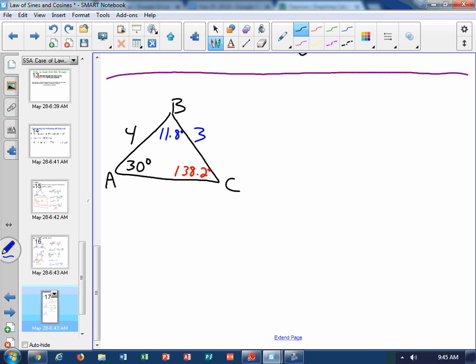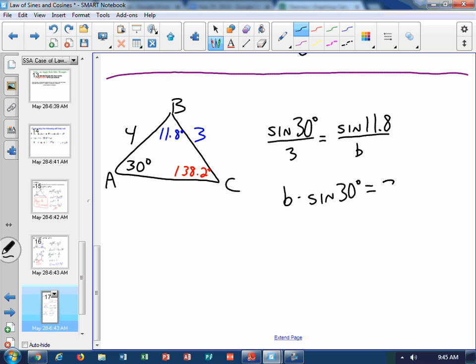So we'll set it up with the sine of angle A, the sine of 30 over 3 equals the sine of 11.8 over side B. So B times the sine of 30 equals 3 times the sine of 11.8. So dividing both sides by the sine of 30 again, this time we get B is about 1.2.